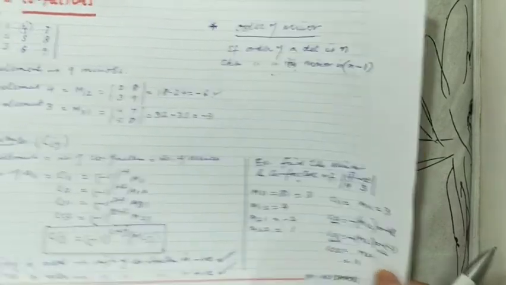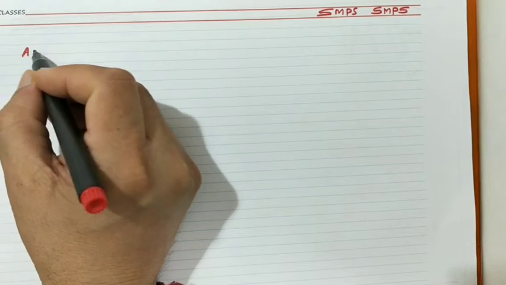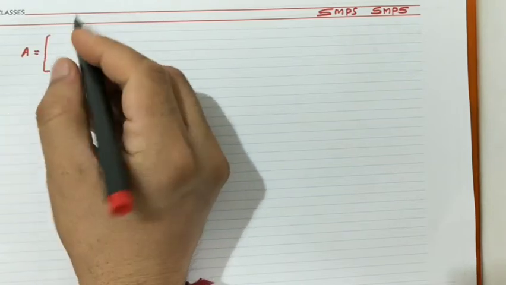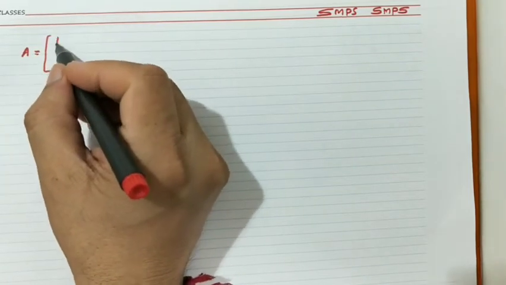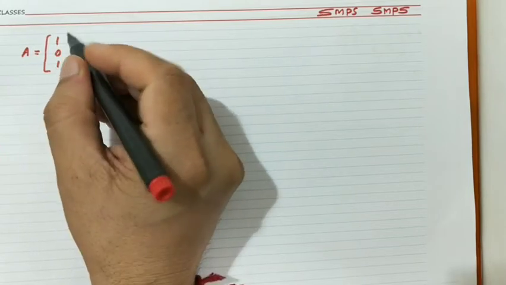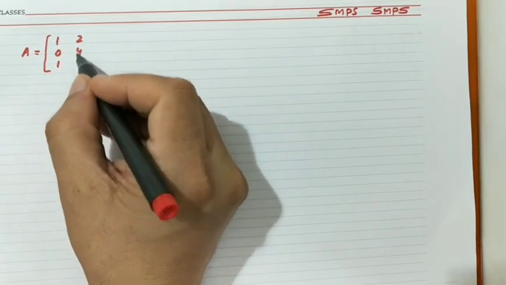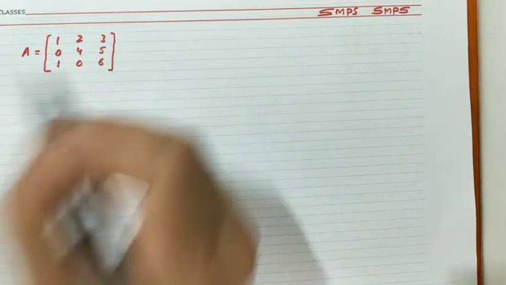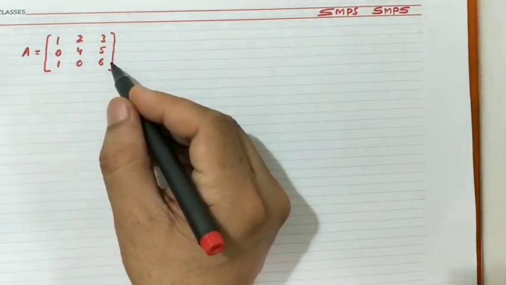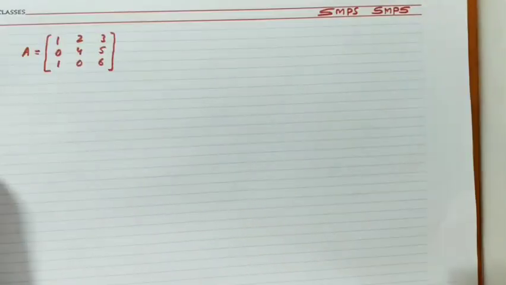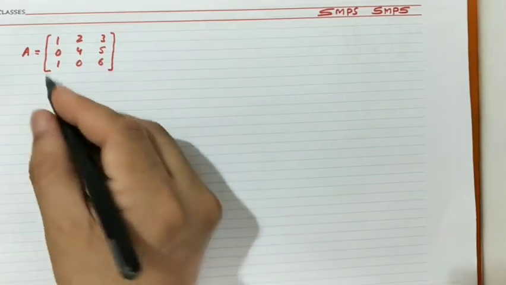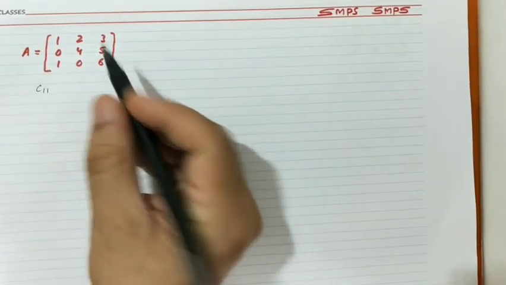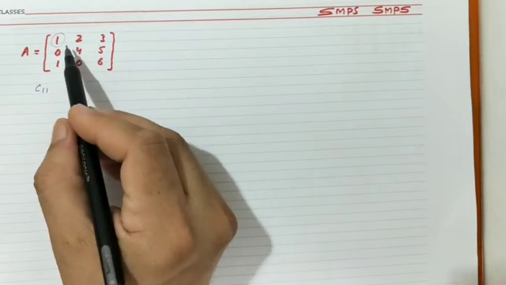Now we'll take a determinant of order 3. Here is an example of a 3 by 3 matrix. How to find the cofactors of this matrix we will discuss. 1, 0, 1, 2, 4, 0, 3, 5, 6. These are the elements of this matrix. Now cofactors. We have to find cofactors now. Yes, C11, the cofactor of this element.